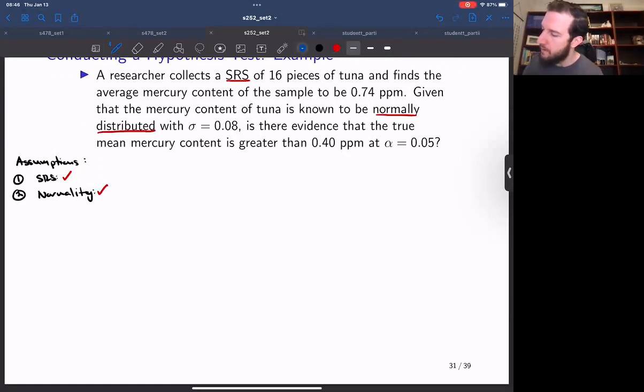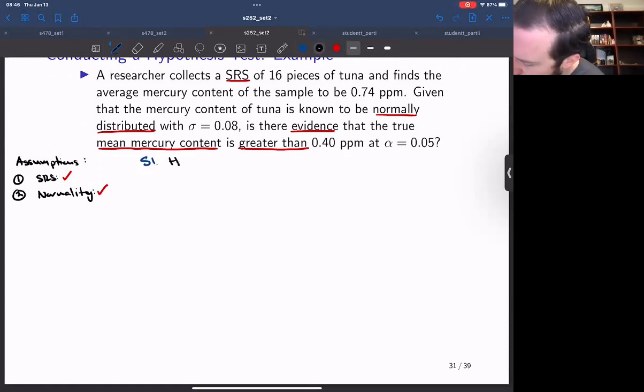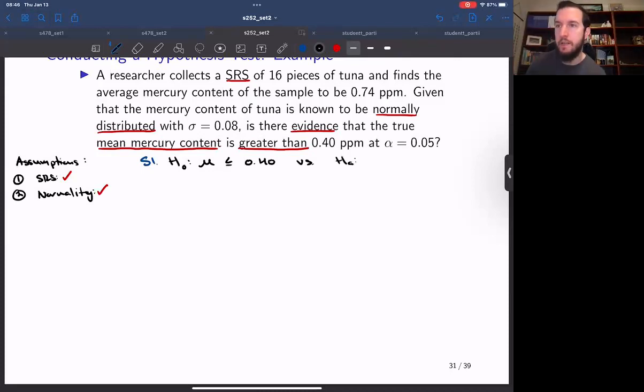Okay, we want to know, is there evidence that the true mean mercury content is greater than 0.4? So we want evidence, mean mercury content greater than 0.4 parts per million. On step one, we are going to construct an upper tail test. So our null is mu less than or equal to 0.4 versus the alternative. And again, in the alternative, we are specifying the question of interest. So we want to test if mean mercury content is greater than 0.4, so we have mu greater than 0.4 here. We're reflecting the question of interest in the alternative hypothesis.